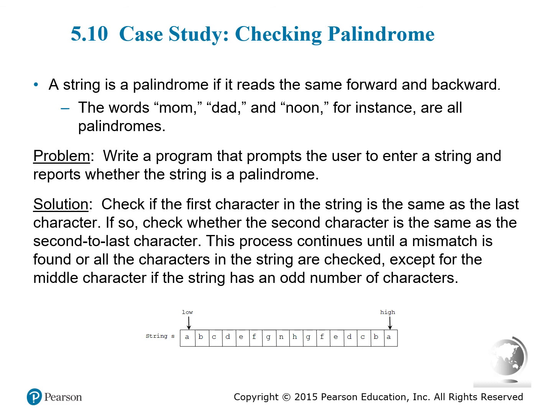Pay particular attention to the while loop in lines 20 to 28. Why do we increment low and decrement high? Notice that if the two characters that we are comparing do not match, we set isPalindrome to false and break out of the while loop. Why can we use the relational operator for not equals, the exclamation point followed by an equal sign, for the comparison?